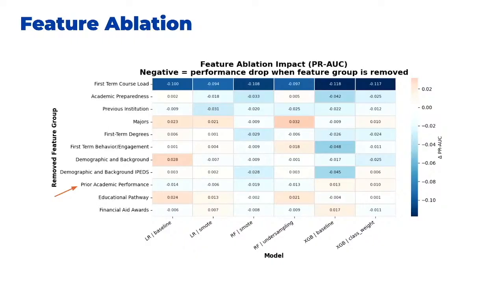But if it's near zero, then it has limited incremental value, such as the ones at the bottom. And to my surprise, prior academic performance, which was the historical GPA, fell at the bottom of the table. So this was unexpected. How come the GPA doesn't matter?